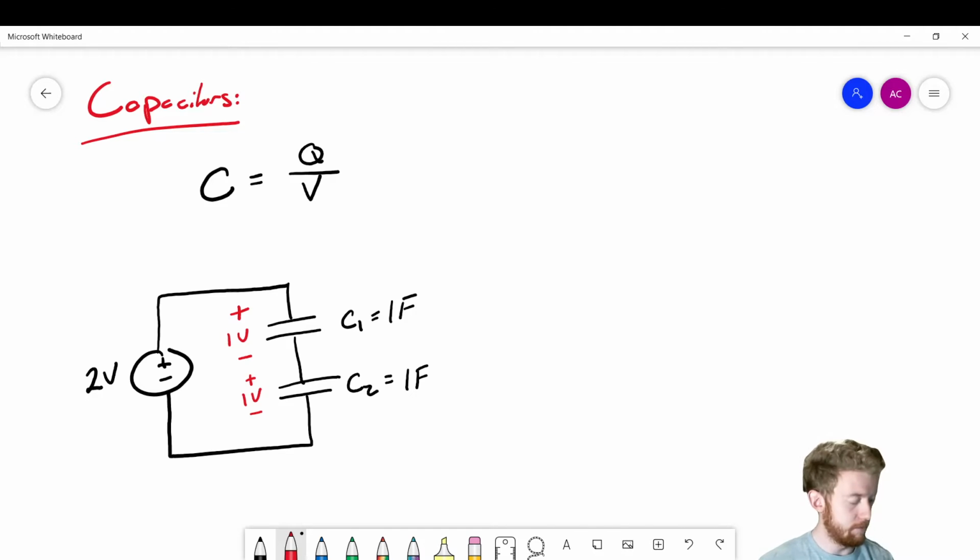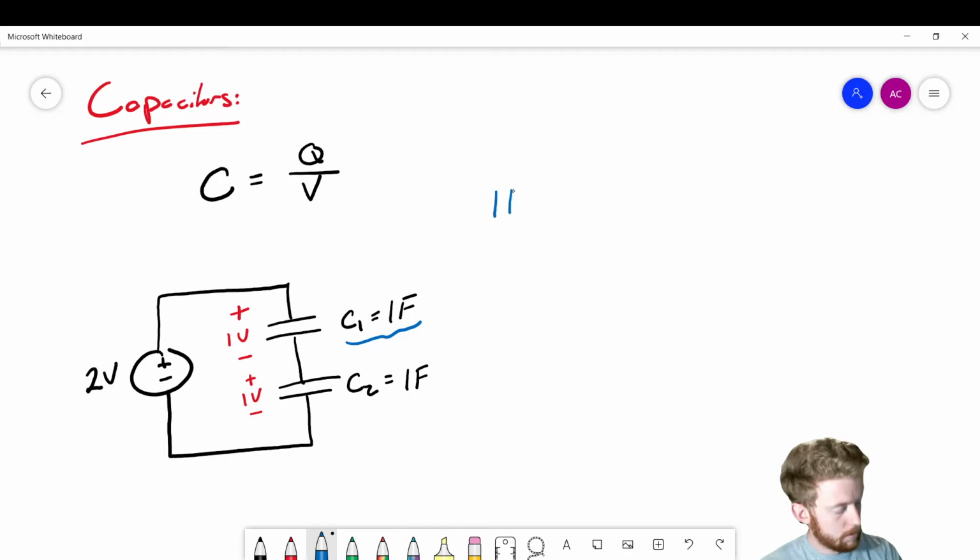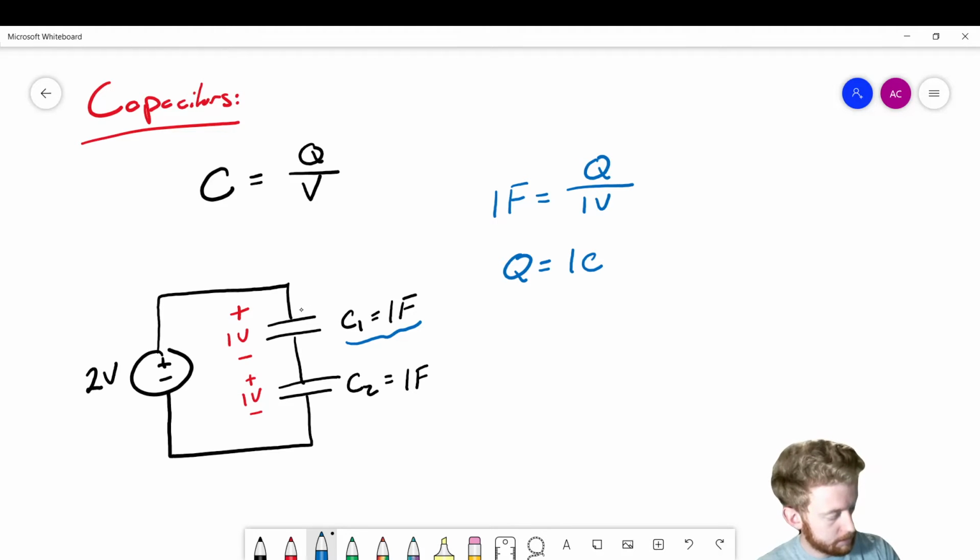Okay, so they're just going to have 1 volt each across them, and each of them is going to be storing, remember, if we look at just this capacitor at first, we have 1 farad is equal to the amount of charge Q divided by the voltage, which is going to be 1 volt. So we can solve for Q and find that Q is going to be equal to 1 coulomb. Okay, so each of these capacitors is going to have 1 coulomb. So 1 coulomb of positive charge on the top plate and negative 1 coulomb of charge on the bottom plate. All right, and then it's going to be the same thing for each of these, because they're two equal capacitors.